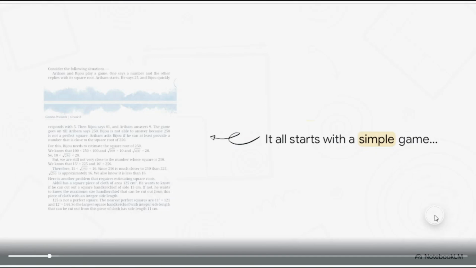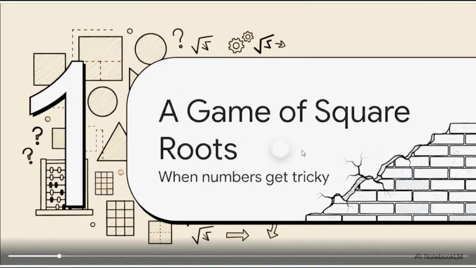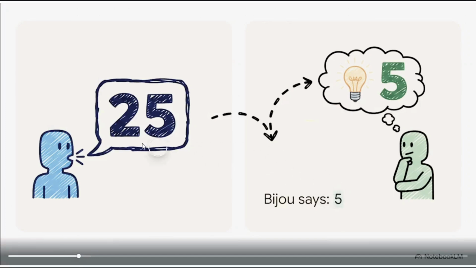They're just trading numbers in their square roots, but one of them's about to throw a curveball that changes the whole thing. So, the game is all about square roots. The rules are super simple. One person says a number, the other has to say its square root. But, as you'll see, the game is about to hit a snag when the numbers stop being quite so neat and tidy.